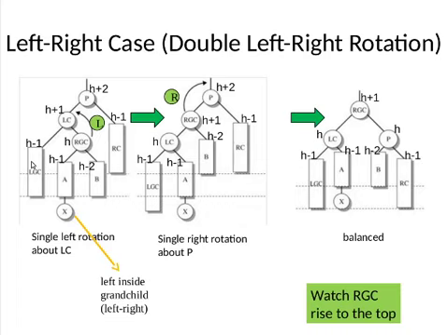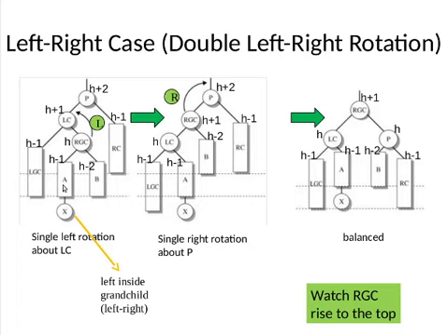What is the valid height of LGC then? It must be h minus 1. The LGC height cannot be less than h minus 1, because if the height of LGC is less than h minus 1, the balance factor violation will be present at LC, which is not the case here.